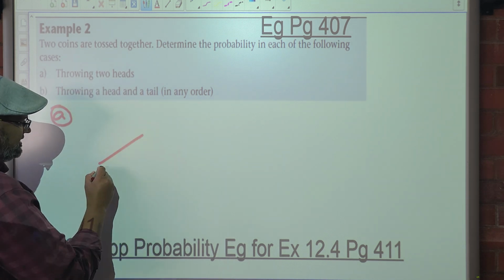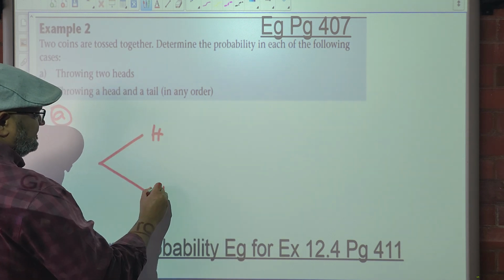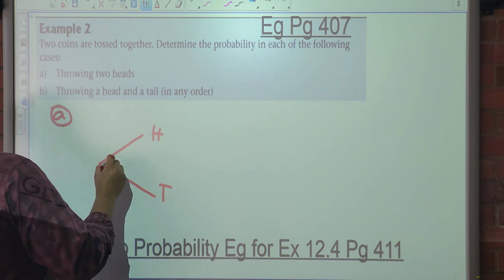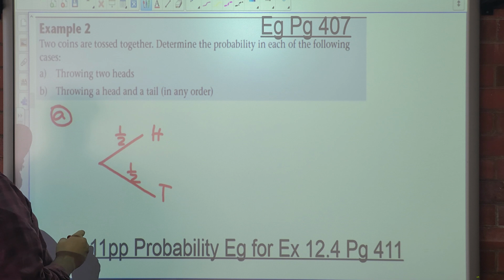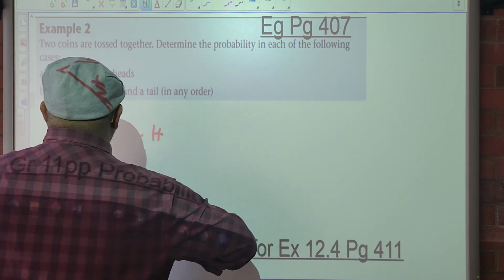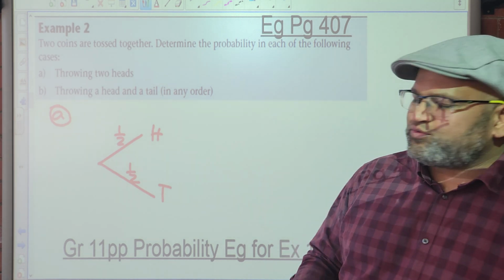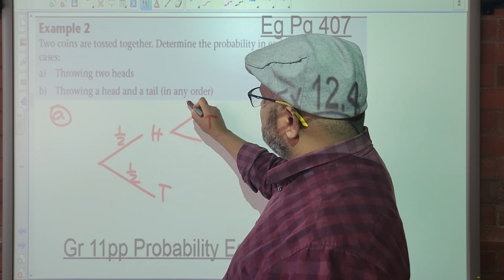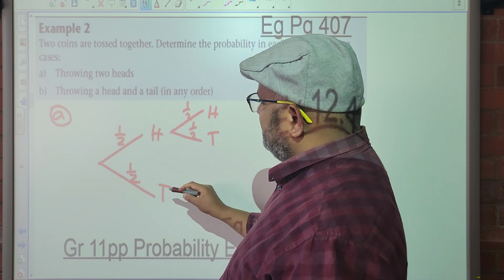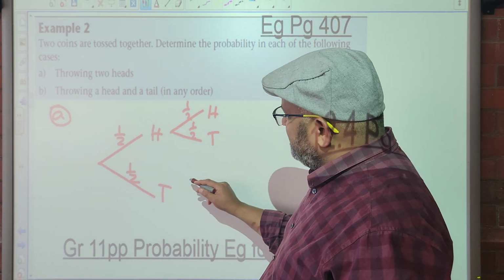So, tree diagram. What are your outcomes when you first toss the first coin? Either going to be heads or tails. So what are my probabilities on the branches? Then on the second coin, if I toss heads on the first coin, what would it be on the second coin? What are the outcomes? Heads or tails, which is again one half each. If I get tails on the first coin, then what can it be on the second coin?